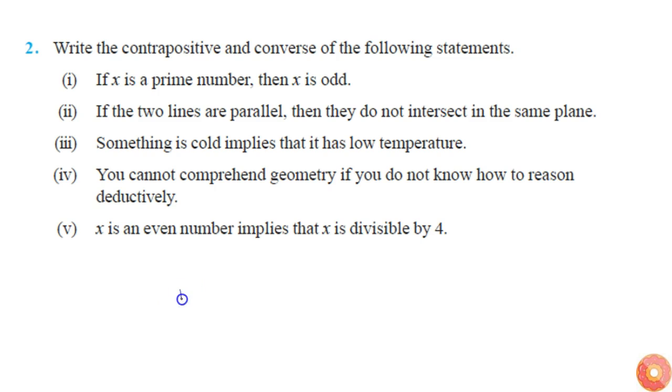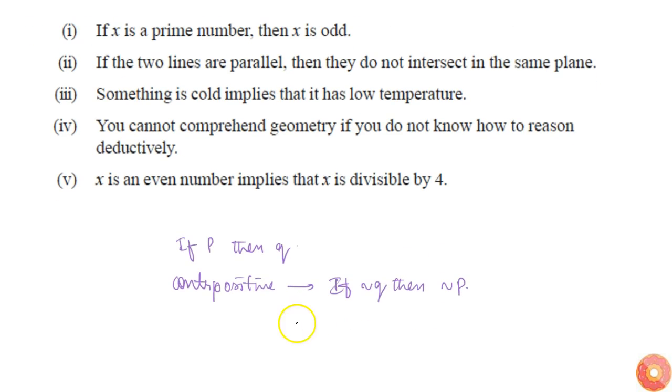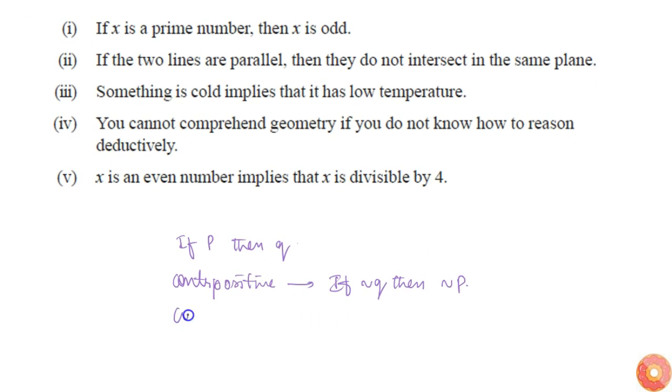If you are given any sentence in the form of if P then Q, then its contrapositive statement will be if not Q then not P. And the other one is converse. So converse will be like if Q then P.